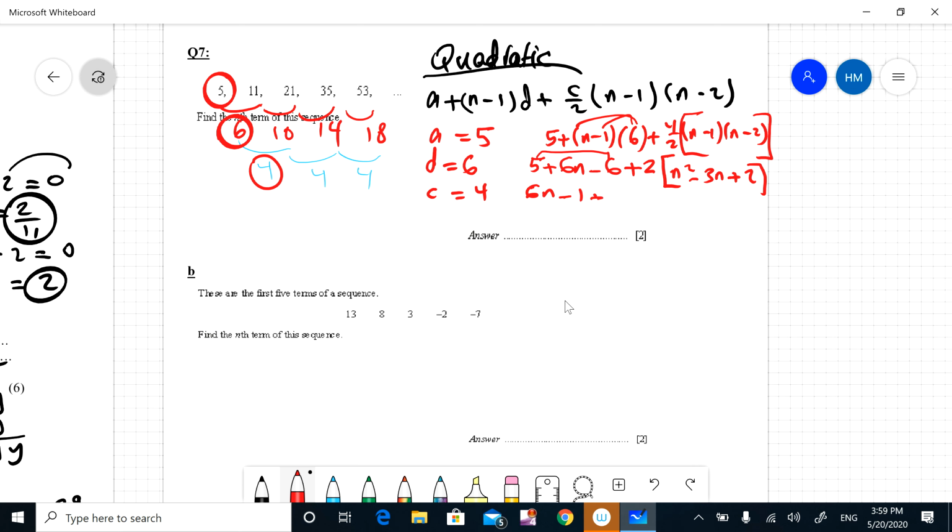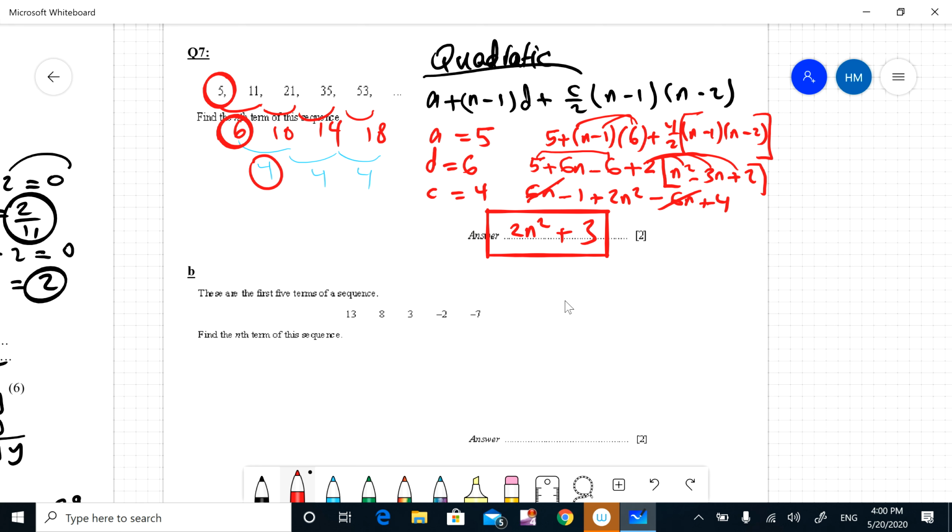Plus 2 times n squared minus 3n plus 2. If you expand, 2 times n squared is 2n squared, 2 times negative 3n is negative 6n, 2 times 2 is 4. So 2n squared, and you have 6n minus 6n, which cancel each other. Negative 1 plus 4 is positive 3. So this is the final formula for the nth term in the simplest form in terms of n.